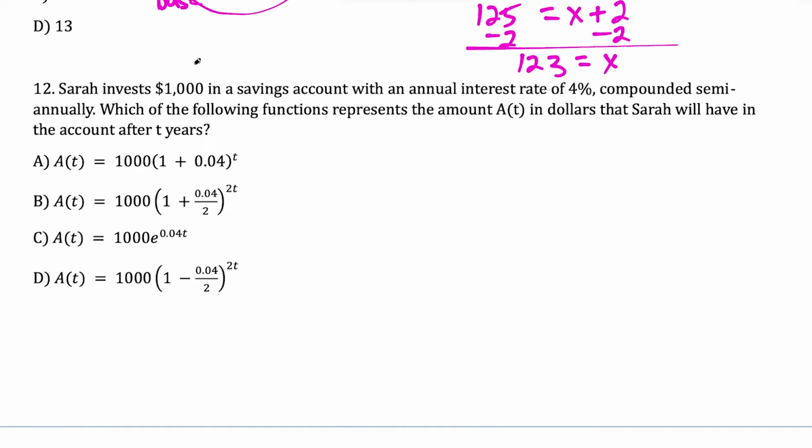Question 12, Sarah invests $1,000 in a savings account with an annual interest rate of 4% compounded semi-annually. Which of the following functions represents the amount A of t in dollars that Sarah will have in the account after t years?